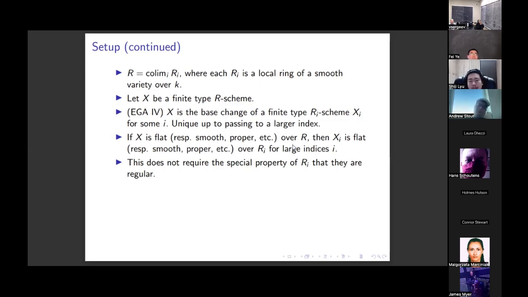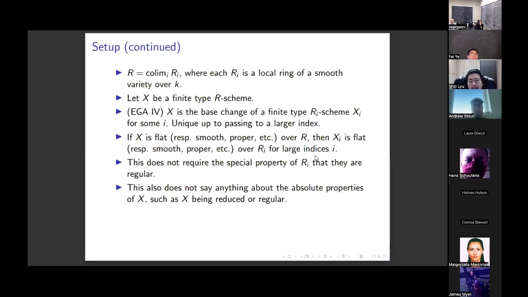But the properties you preserve are all relative properties. So if X is flat over R, then Xi is flat over Ri for large i. If X is smooth over R, then Xi is smooth over Ri for large i. It doesn't say anything about the absolute properties of X, right? So if X is regular, EGA does not tell you if or not these Xi's are regular for large i.